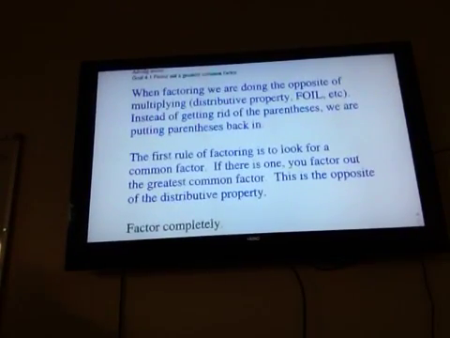Okay, goal 4.1 is factoring out a common factor. As I stated before, when we're factoring, we're doing the opposite of what we did in goal 3. Instead of taking the parentheses out, we're going to put them back in. Today, in goal 4.1, all we're doing is looking for a common factor. Although, that rule of looking for a common factor is going to carry over for the entire super goal 4.